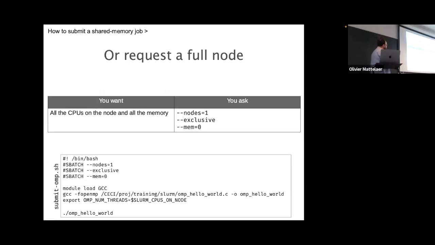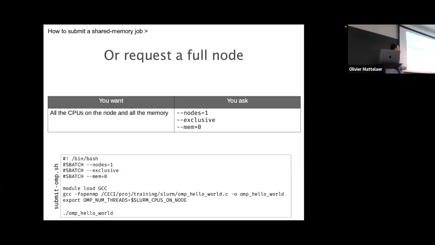Another option is to request a full node, and you do that by using the --exclusive option in Slurm. So if you request one node and --exclusive, it means that you want a full node independently of the size of the node. You just want a full node. One important thing is that you need to specify the memory as 0. And that would mean not 0, but the actual amount of memory available on the node. And if you don't put it, you will get the default memory per CPU that is configured on the cluster, which might not be the full memory of the node.